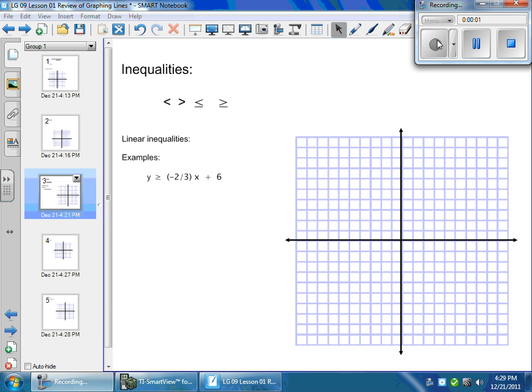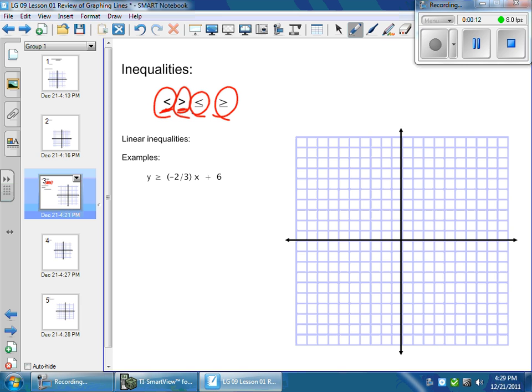All right, time to start looking at inequalities. And inequalities is kind of interesting. Don't forget, an inequality means we have to have this symbol, or this symbol, or this symbol. Our less than symbol, our greater than symbol, our less than or equal to symbol, or greater than or equal to symbol, or whichever way you want to look at it.